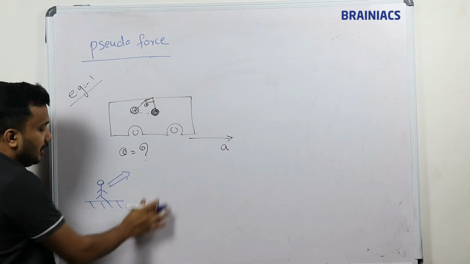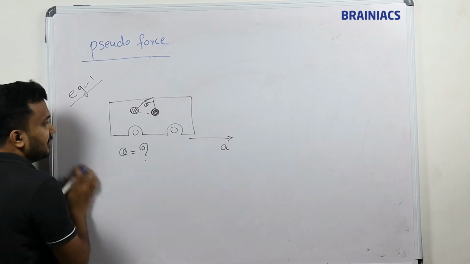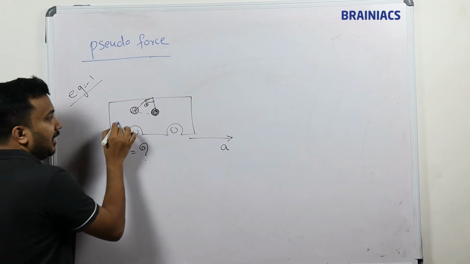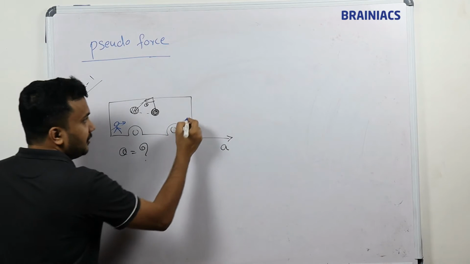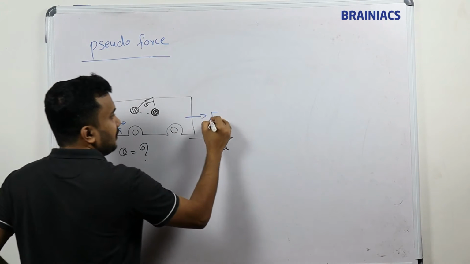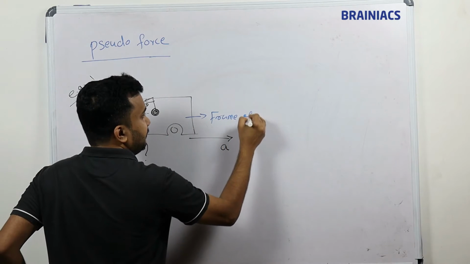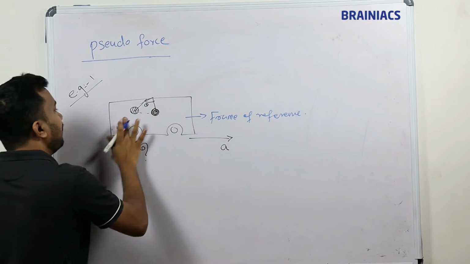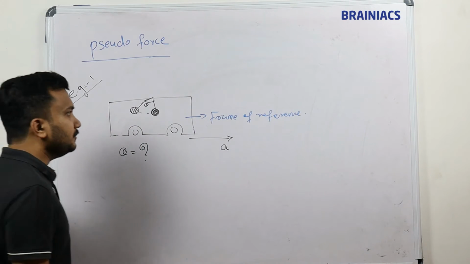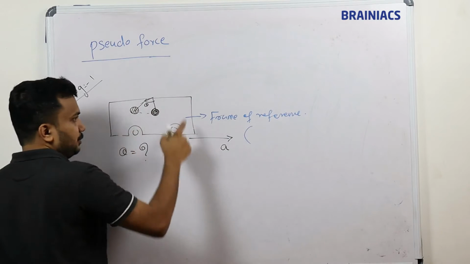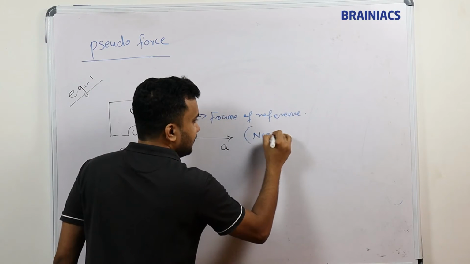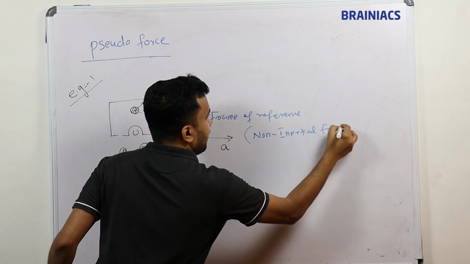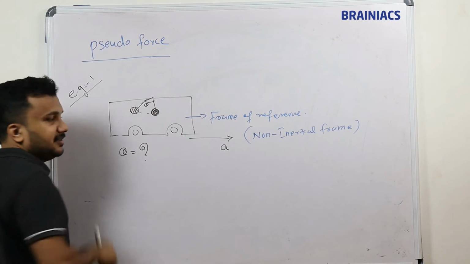I am not moving. But if I am a passenger inside the car, then I am moving along with the frame of reference. This car is called my frame of reference. So with respect to this, this is a non-inertial frame because the car is moving, and the pendulum is hanging within the car only.